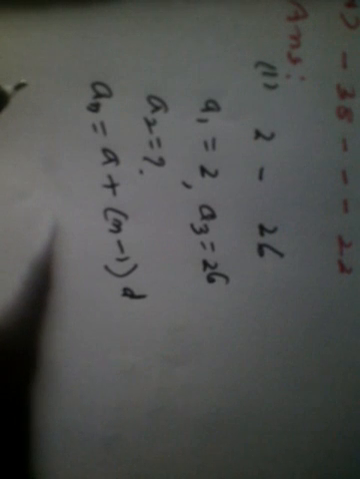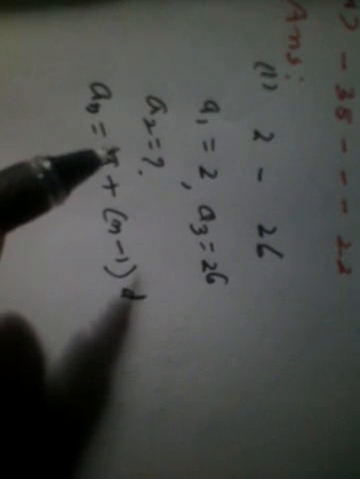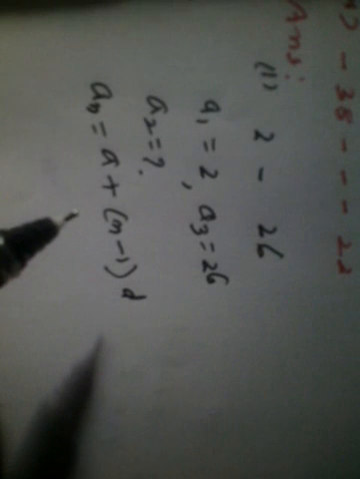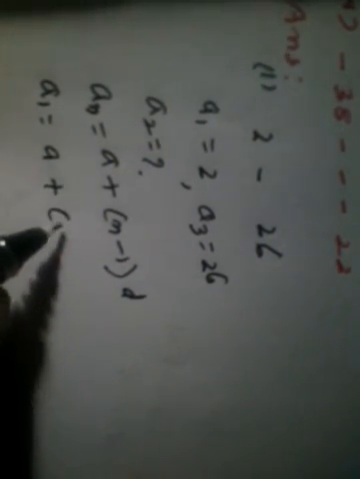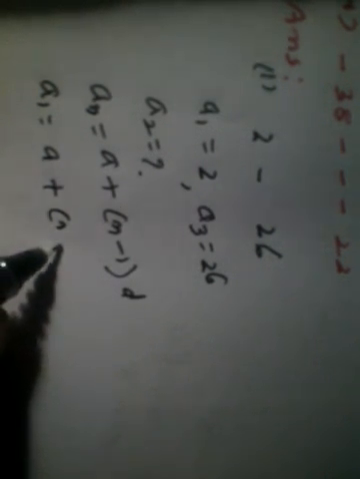Now we know the formula: an is equal to a plus n minus 1 into d. Here A1 is given as 2, A3 is given as 26. So we will put the values in the formula: a_n is equal to a, the first term, plus n minus 1 into d.